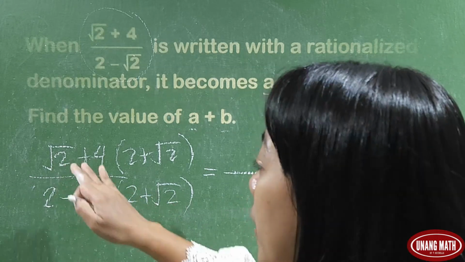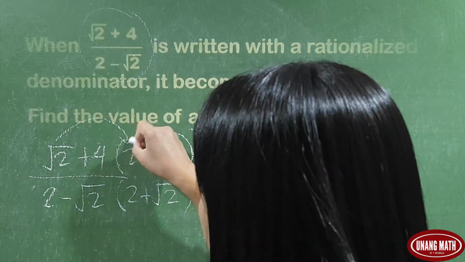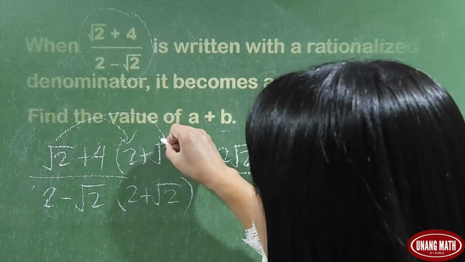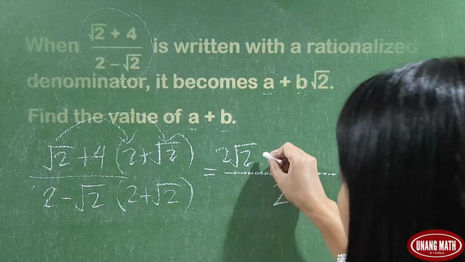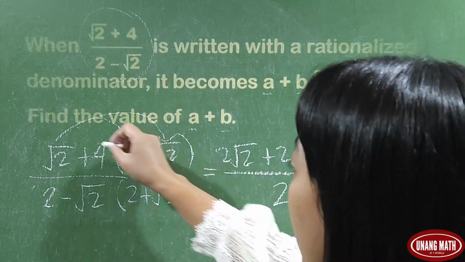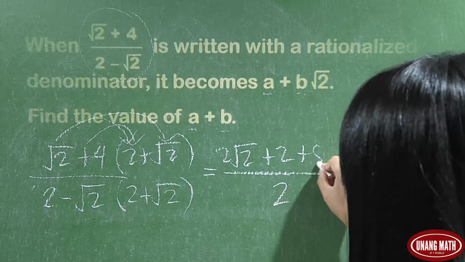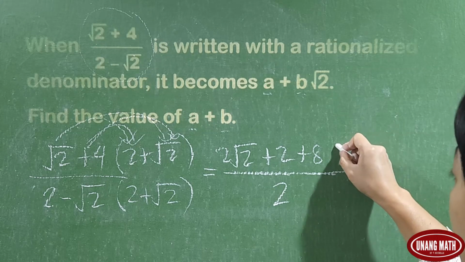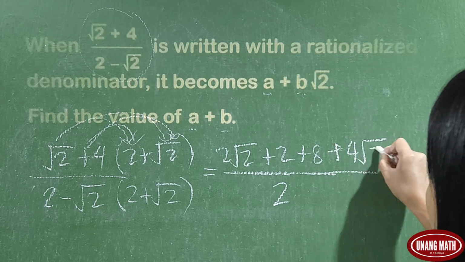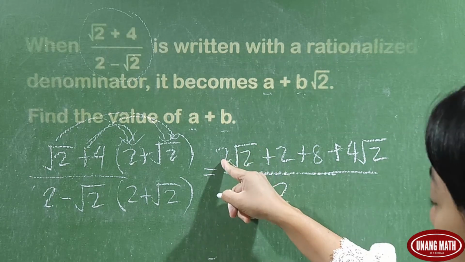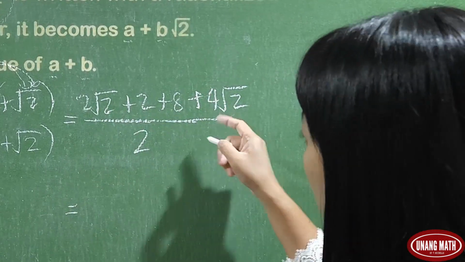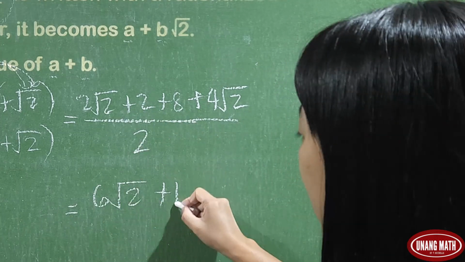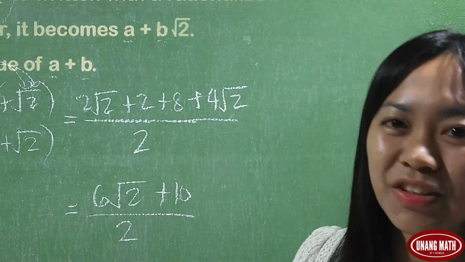Okay, what about for our numerator? So square root of 2 times 2, so that would be 2 square root of 2. Square root of 2 times square root of 2 is square root of 4, which is 2. So plus 2. 4 times 2 is 8, so plus 8. And then 4 times square root of 2 is 4 square root of 2. So plus 4 square root of 2. 2 square root of 2 plus 4 square root of 2, then that's 6 square root of 2. And this is plus 10 over 2.